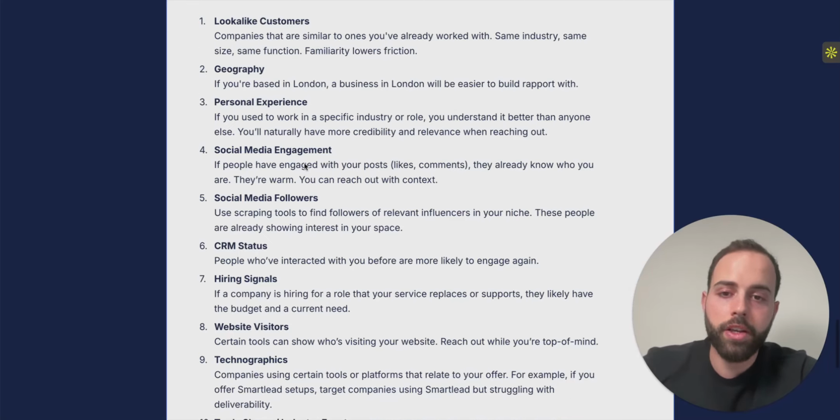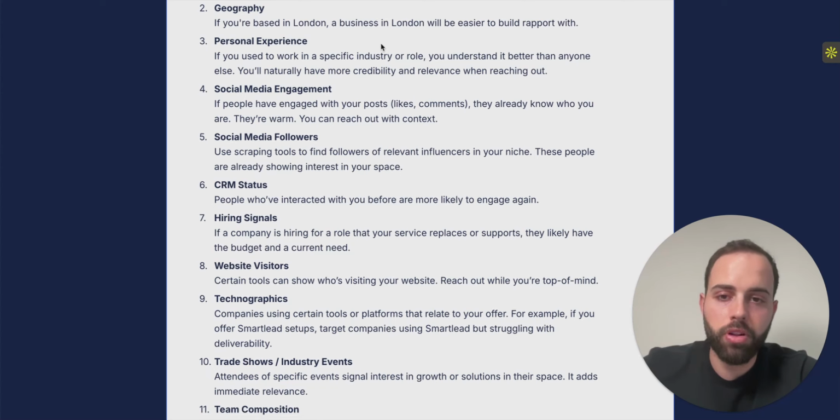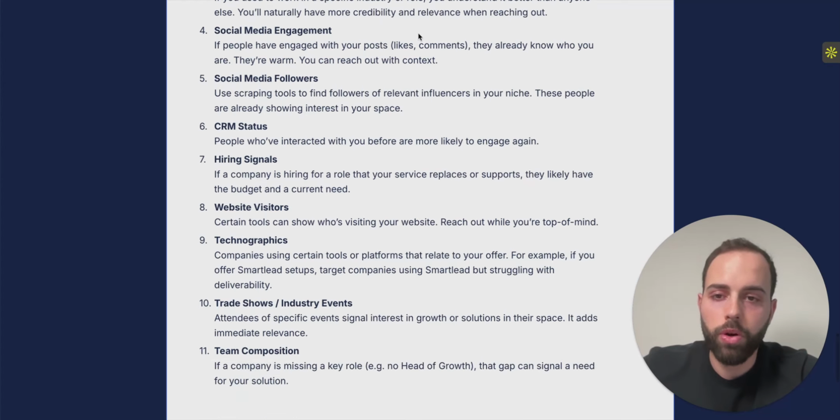Number four is social media engagement. So if people have engaged with your posts through likes or comments on LinkedIn, Twitter, YouTube, they already know who you are, they're warm, so you can reach out to them with certain context. Number five is social media followers. So you can use certain scraping tools to find followers of relevant influencers in your niche.